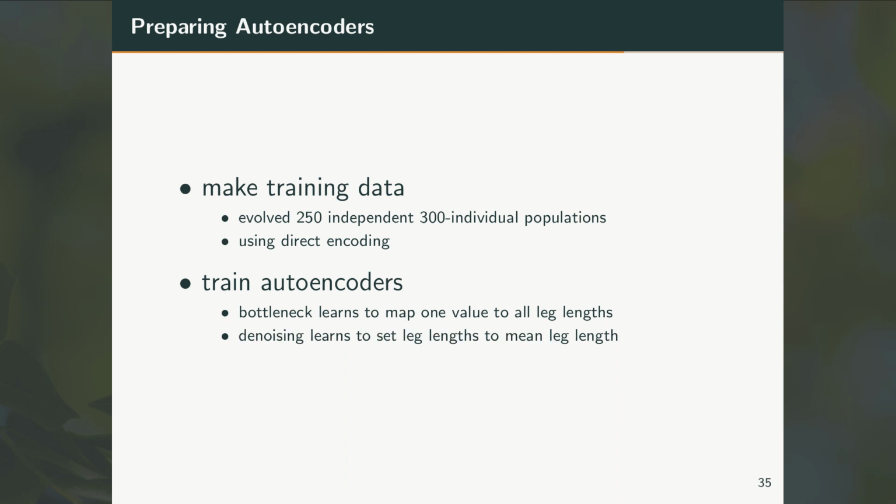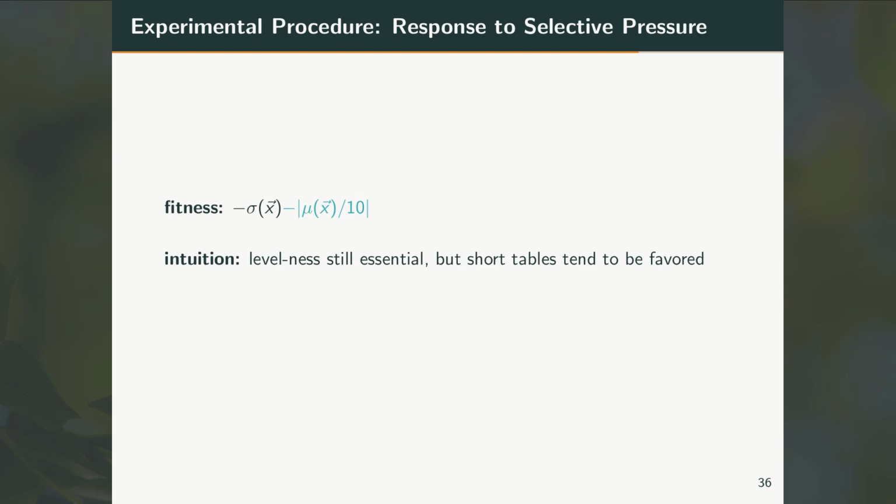The denoising autoencoder is kind of learning to take the average of the leg lengths that it's seeing, because we take level tables and we disturb them a little bit, and it guesses the original set of leg lengths as just the average of the leg lengths that it got given.